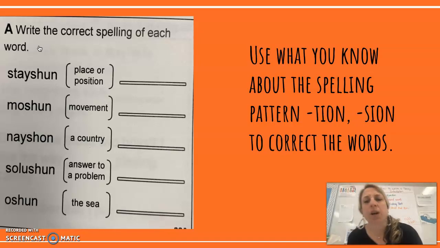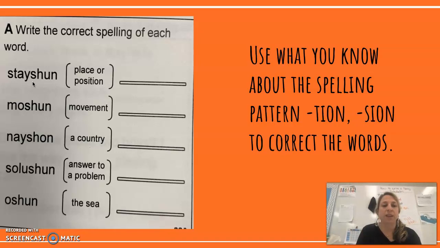So it says, use what you know about the spelling pattern Tion and Sion. And I know that those spelling patterns make the shun sound. So I want you to notice these words right here. They are spelled very phonetically correct. That means they are spelled the way they sound, but that doesn't mean they follow the correct spelling pattern. So we have this one, it says station, okay, and then we have motion.